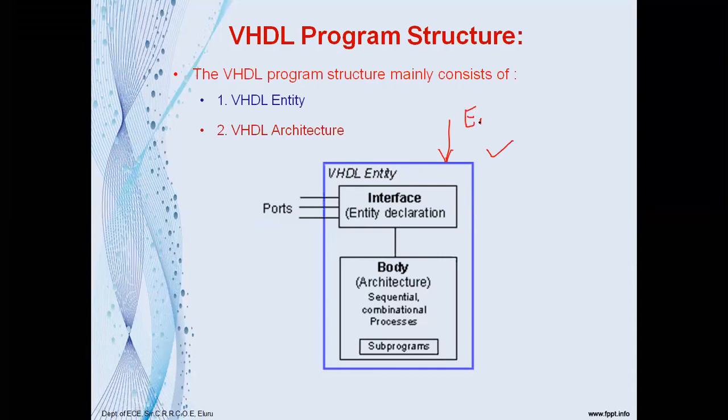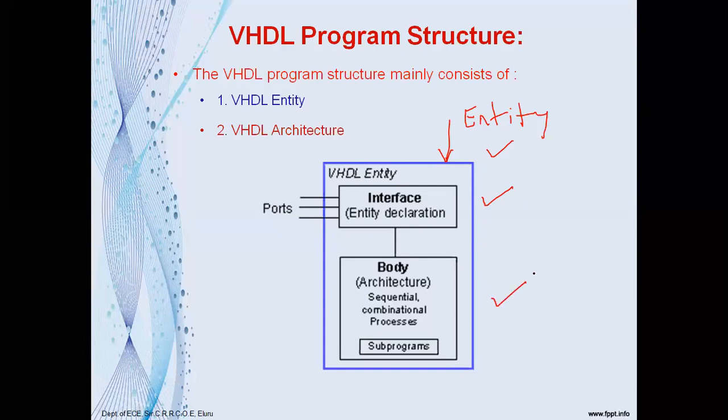So what is an entity in VHDL? A hardware abstraction of a digital circuit. A hardware abstraction of a digital system is called an entity. Entity means the circuit which is going to be designed, or the circuit which is going to be modeled. The entity is modeled with the help of the VHDL entity declaration and architecture body.